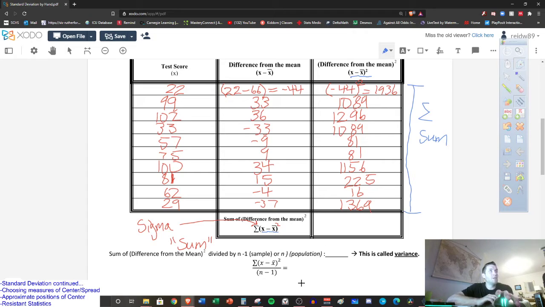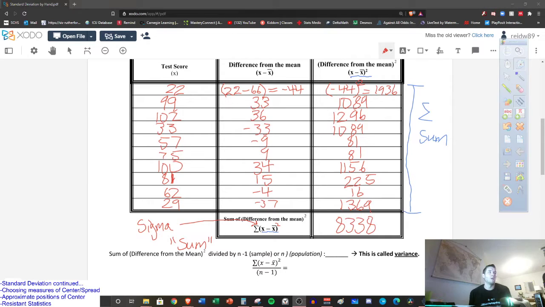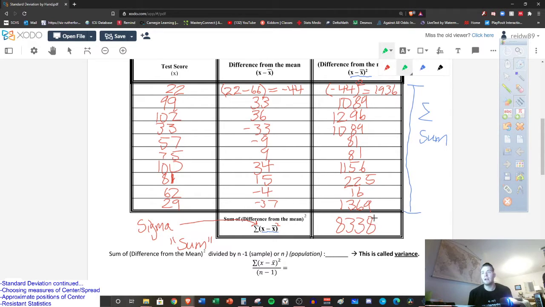So let's go ahead and do that. You would have to do it one at a time. Super annoying, but that's what you have to do to get this to work. So here is the value you should have. You should have 8338 as the total for that. Now this number right here represents this. That's what that is.